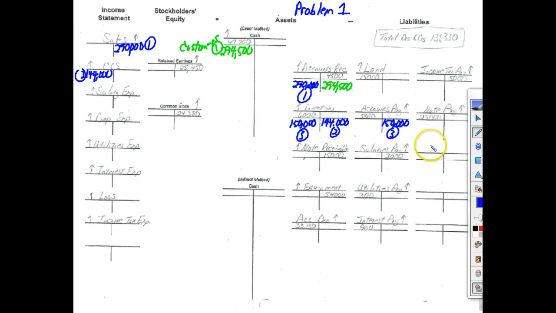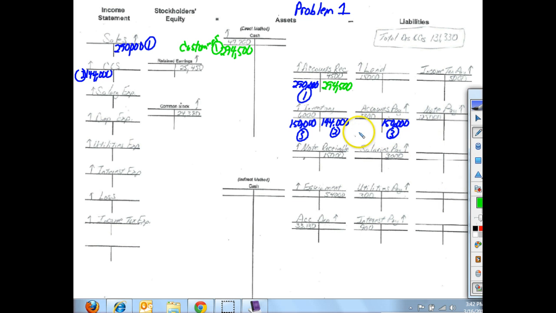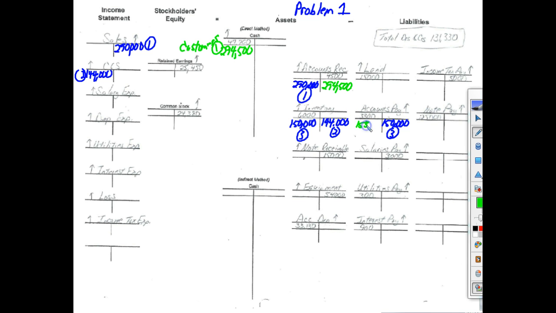Then we can solve for the cash paid to suppliers of inventory from accounts payable. That's going to be $153,300. I'll make that. So if I make this A, I'll make this B. So A, and then $153,300. B, pay to suppliers of inventory.